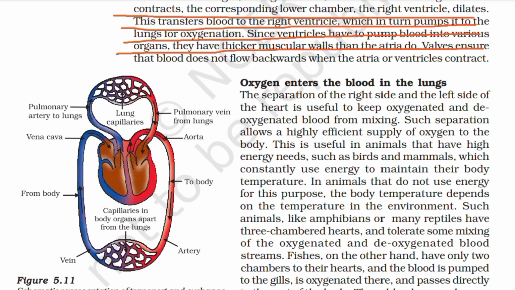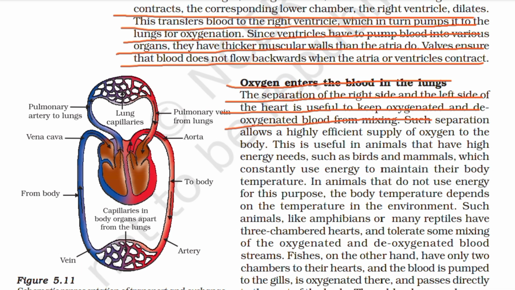Valves ensure that blood does not flow backward when the atria or ventricle contract. Oxygen enters the blood in the lungs. The separation of the right side and the left side of the heart is useful to keep oxygenated and deoxygenated blood from mixing. Such separation allows a highly efficient supply of oxygen to the body.